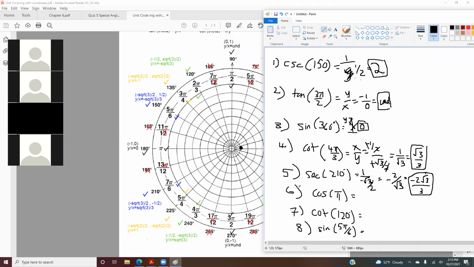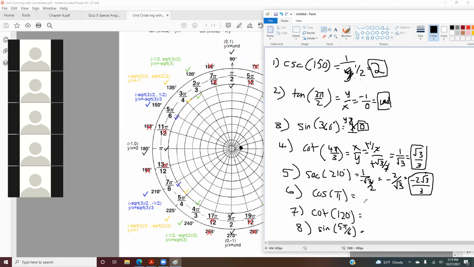Cosine pi, Andrew. This is easy. Andrew? Oh, -1. My mic was muted. Yep, you're fine. So cosine pi, cosine means it's x, and pi is right here, it's -1. Yep.